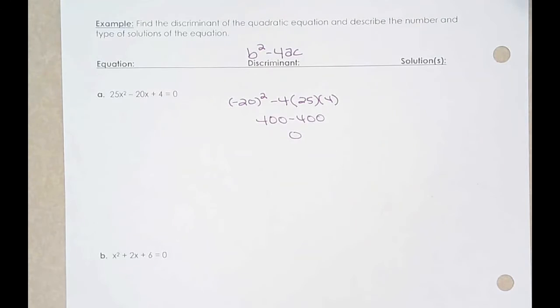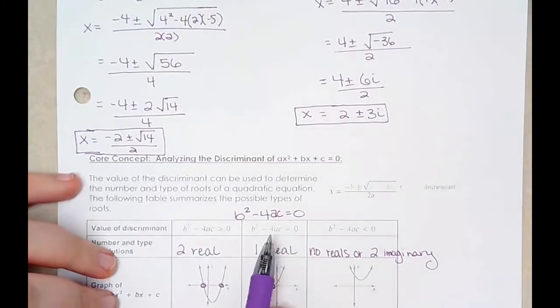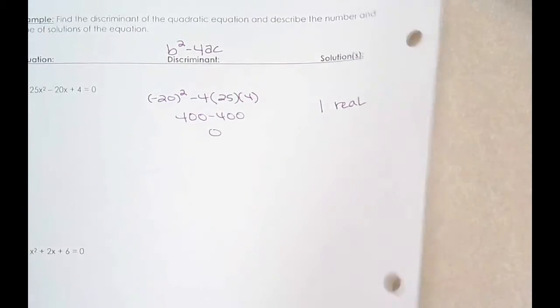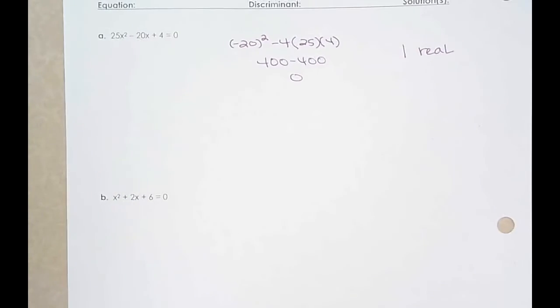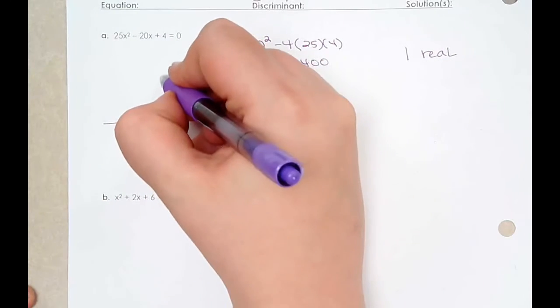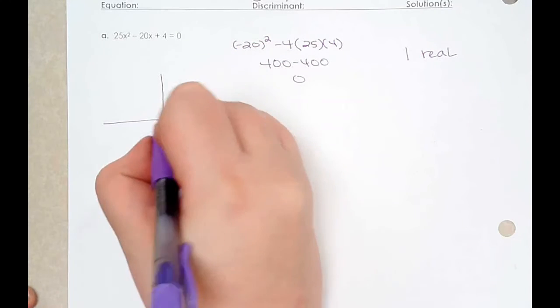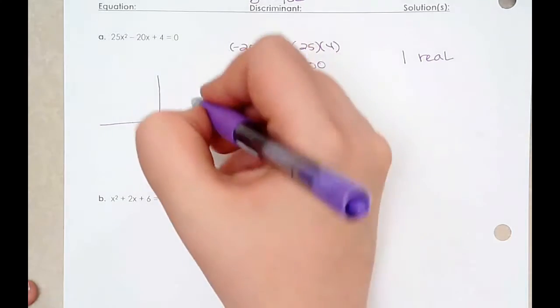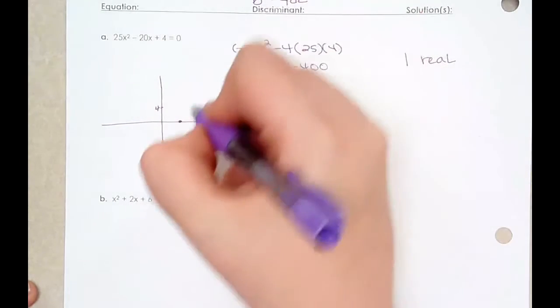If we go back to our notes, we'll see that anything with a discriminant just equal to 0 is going to give one real solution. So that's what I write. I say one real solution. In this case, if we were to graph this, I'm going to rough sketch it. It touches the x-axis one time, at 4. So it'll look kind of like this. One real solution.